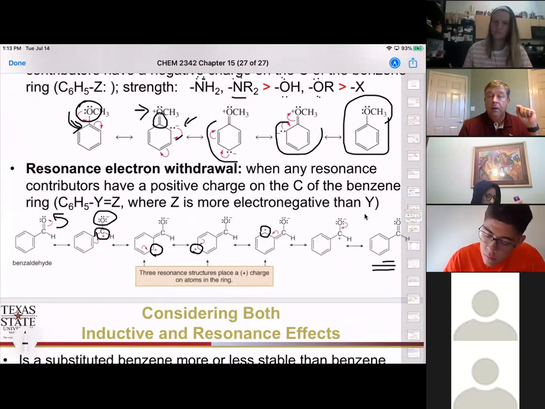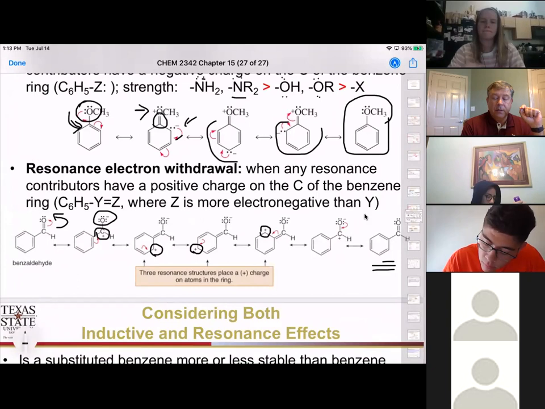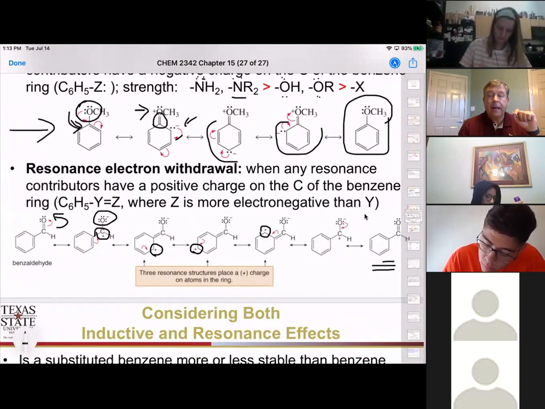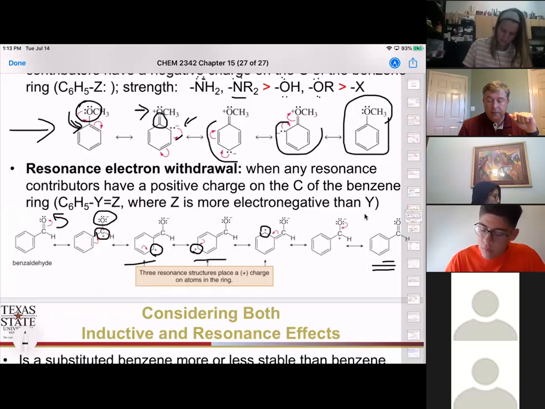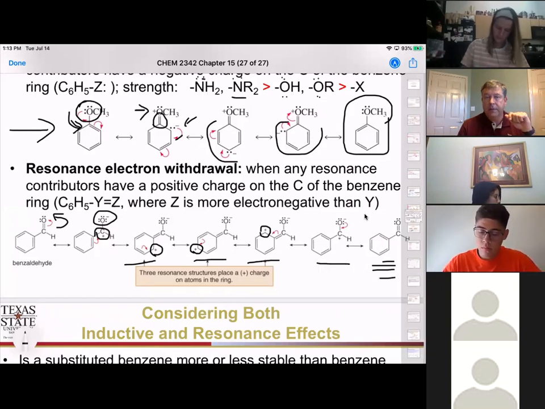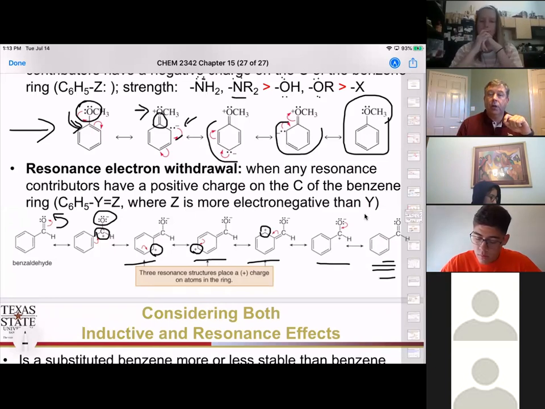Okay. So resonance electron donation has an anion moving around the ring in resonance. Resonance electron withdrawing has a cation moving around the ring in resonance. So that is the key difference between the electron donating resonance and the electron withdrawing resonance: the charge that you see moving around the ring through resonance.